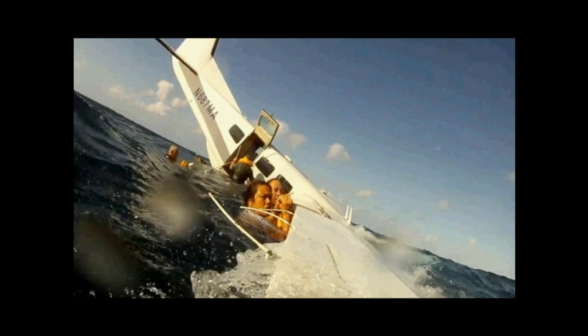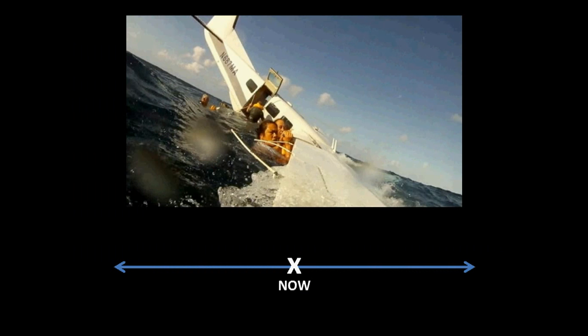So, first of all, let's look at this photo. Usually, when we describe photos, we're describing it as it's happening right now. For example, we might say, the women are holding on to the aircraft, or the aircraft is floating. The weather is nice, things like that.